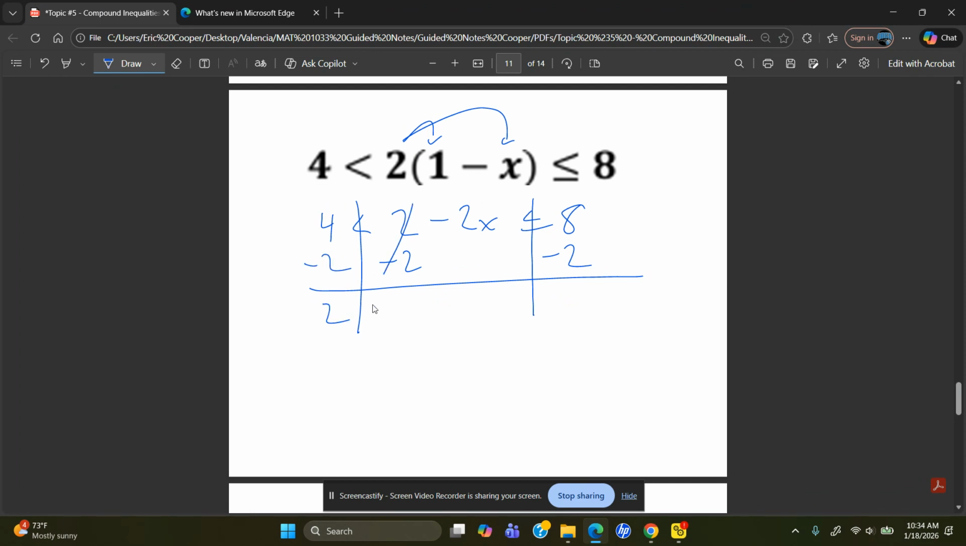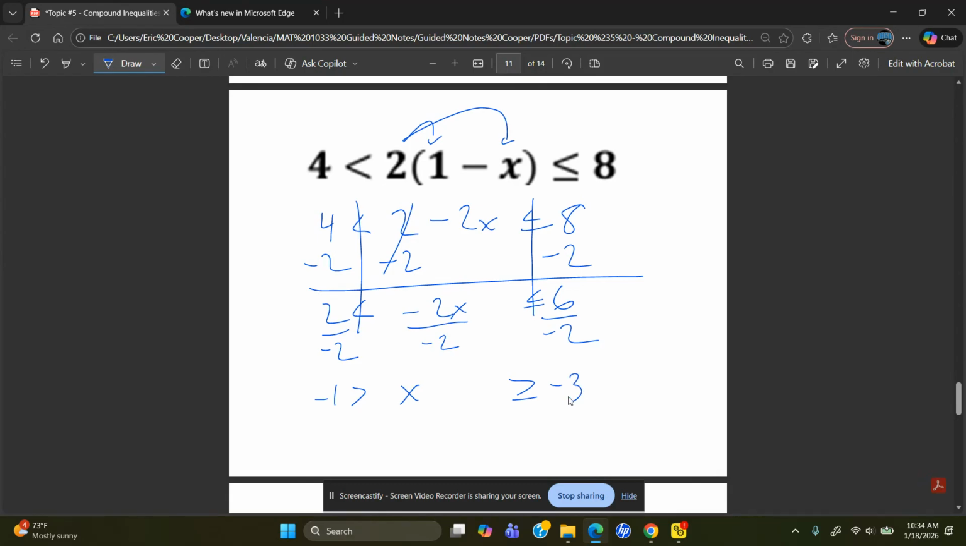So I have 2 less than negative 2x, less than or equal to 6. This time I'm going to divide by negative 2 to get x by itself. Whatever I do to the inside, I need to do to the outsides. Remembering again, the inequality signs are going to flip. So in this case, they all flip to greater than or equal to.